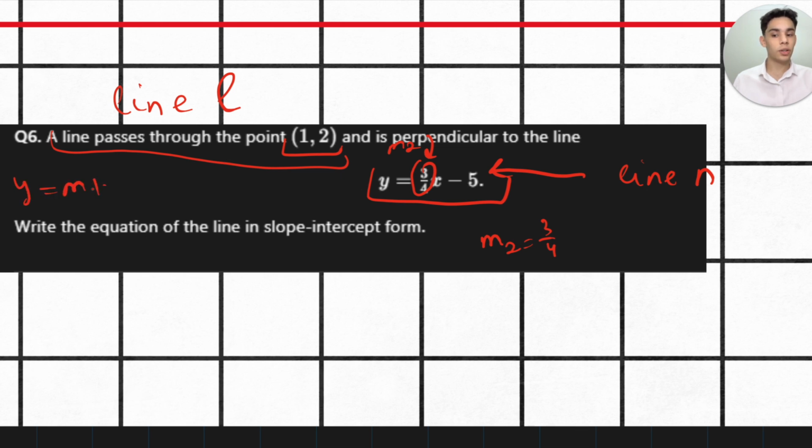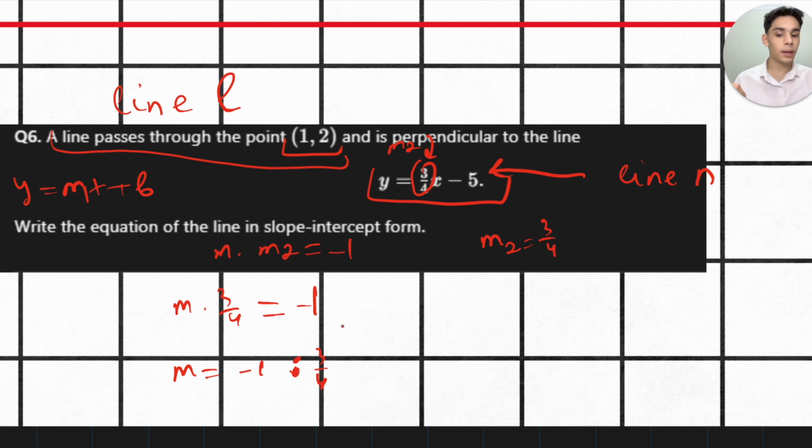And let me write line L. It is just mx plus b, because for now, I don't know any value. I don't know what m equals, and I don't know what b equals. But I know one thing. m right here multiplied by m2 must give me -1 because these lines are perpendicular, right? So let me plug in 3 over 4 instead of m2. m multiplied by 3 over 4 will equal -1. So m will equal -1 divided by 3 over 4.